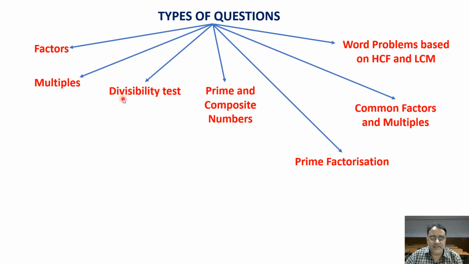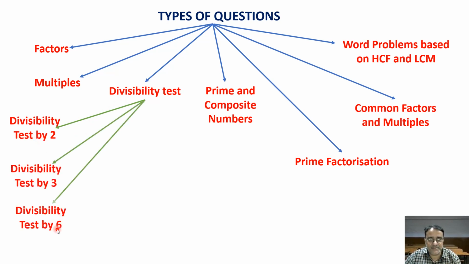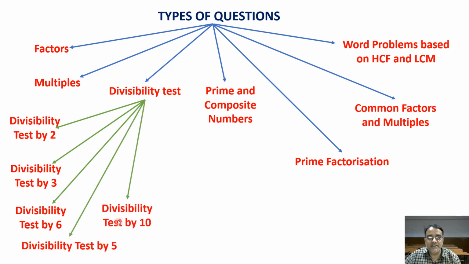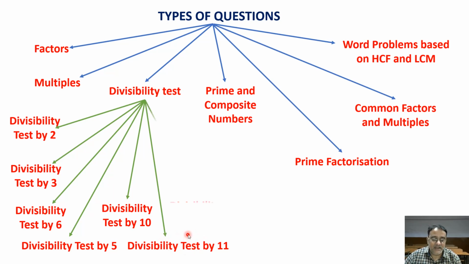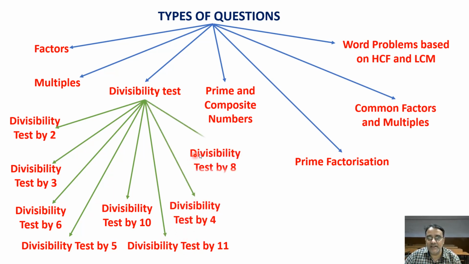Now coming under divisibility test, we have divisibility test by 2, divisibility test by 3, divisibility test by 6, divisibility test by 5, divisibility test by 10, divisibility test by 11, and divisibility test by 4, and divisibility test by 8. Divisibility test by 7 is not important for your exam, so I'm not taking up.